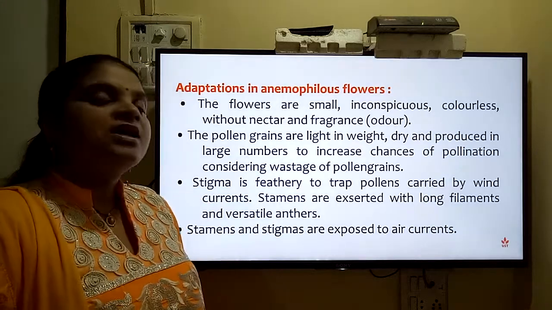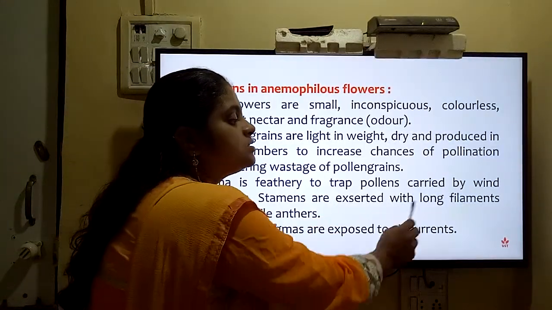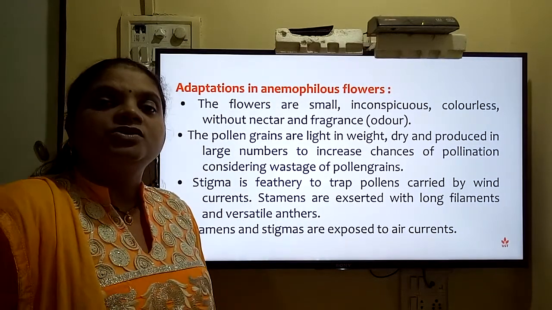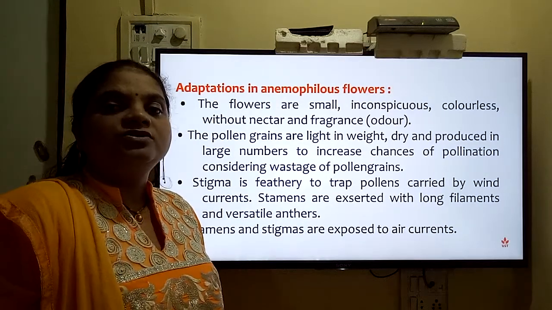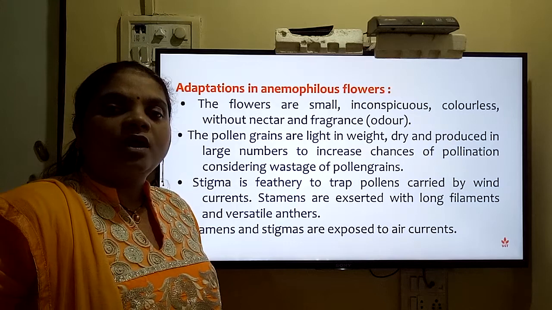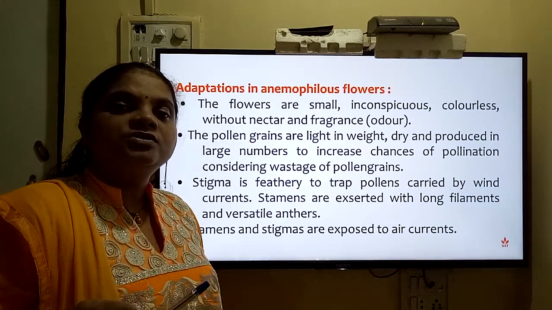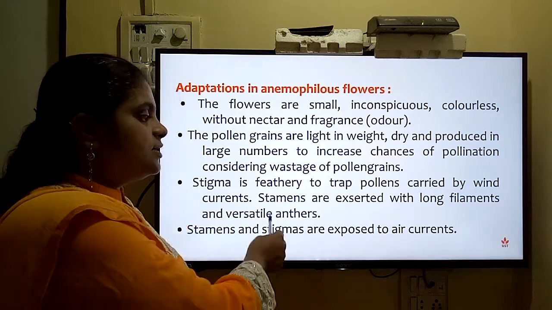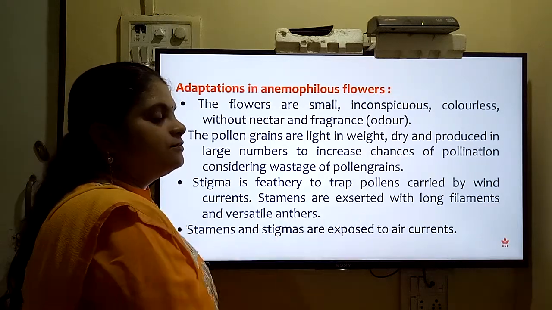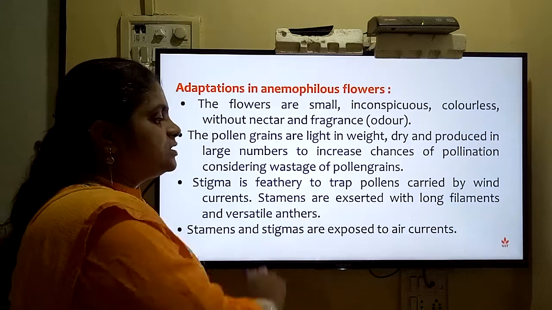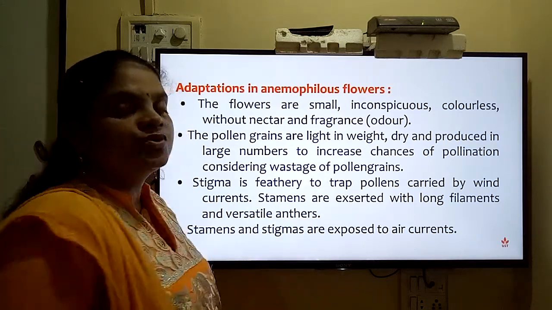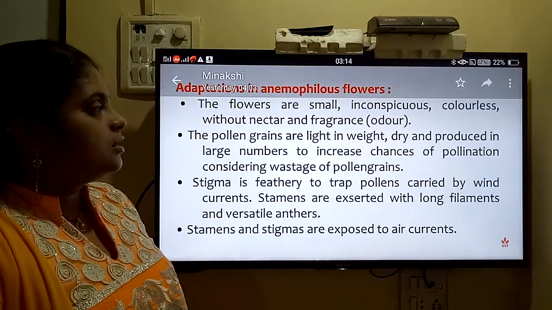Here is one more characteristic we can observe in the stamens. Stamens are with long filaments and versatile anther. So what is that? According to the direction of the wind, these stamens start to move. So that is what versatile type of stamens. And the stamens and stigma are exposed to the air current.